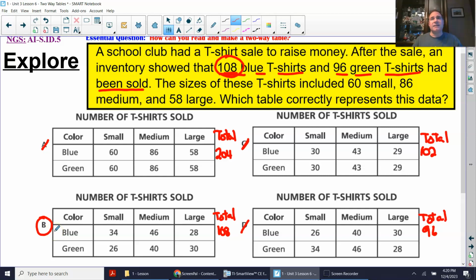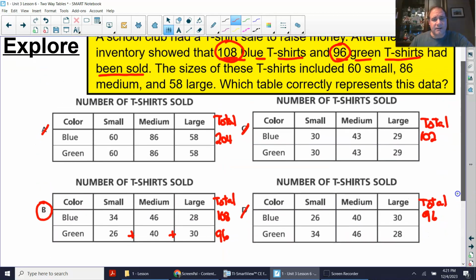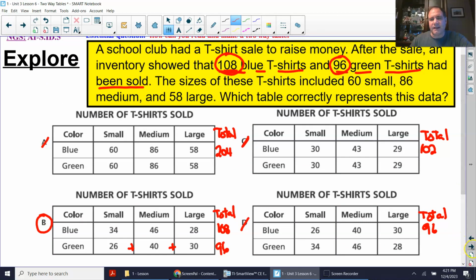The only one that says 108 blue t-shirts is B. And if you look at the green, 26 plus 40 plus 30, that would be equal to 96. And obviously, that's right there. You don't have to check anything else. That's it. So I would check one thing at a time and cancel out the tables that make sense for you to cancel out. And B is your answer for that one.